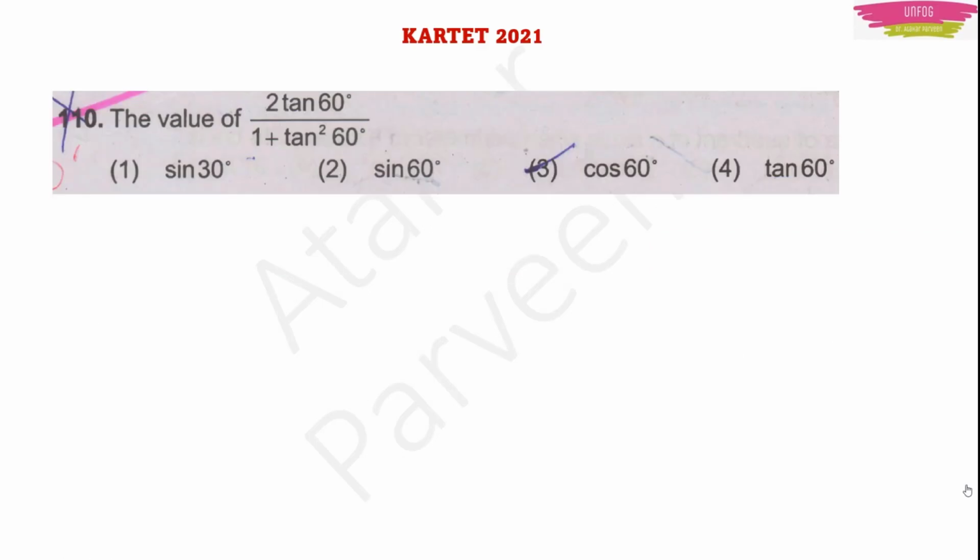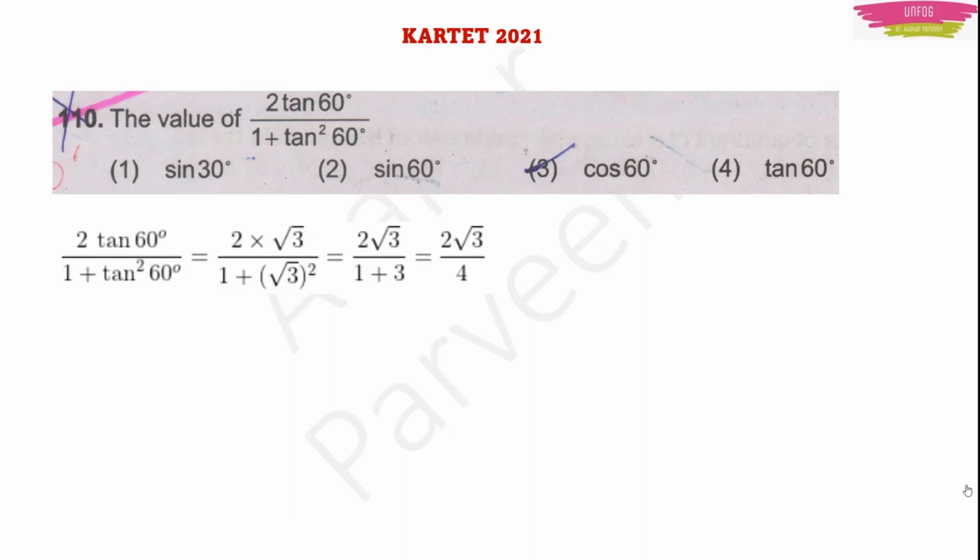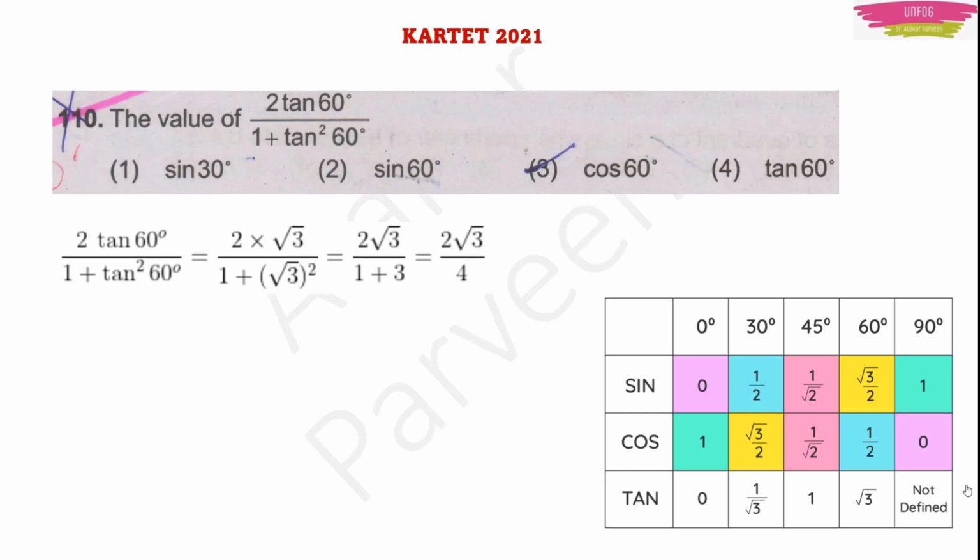Now this question was asked in Karnataka TET 2021. The question is 2 tan 60 degree by 1 plus tan square 60 degree. You just substitute the values by using the table. If you substitute the values, you will get the answer. See here. Tan 60 is equal to root 3. So root 3 whole square will become 3. Because in the denominator tan square 60 is there, right? So what you will get here? 2 times root 3 by 4. You can cancel here. 2 ones are 2, 2 twos are 4. You will get root 3 by 2.